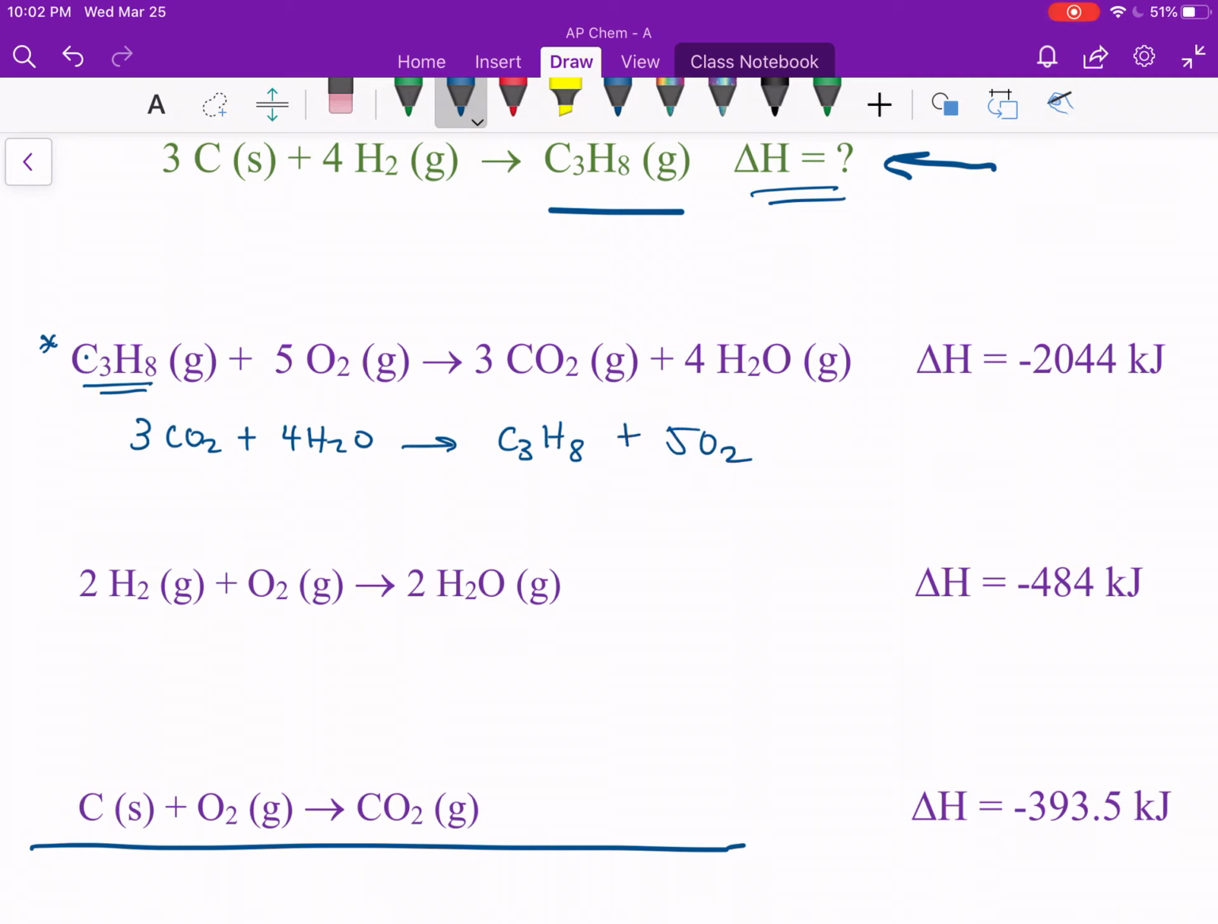The reason why I wanted to flip it is that now my C3H8 is on the same side of the arrow as in the overall reaction. That's where I want it. I want it to be a product. I need it to be a product.